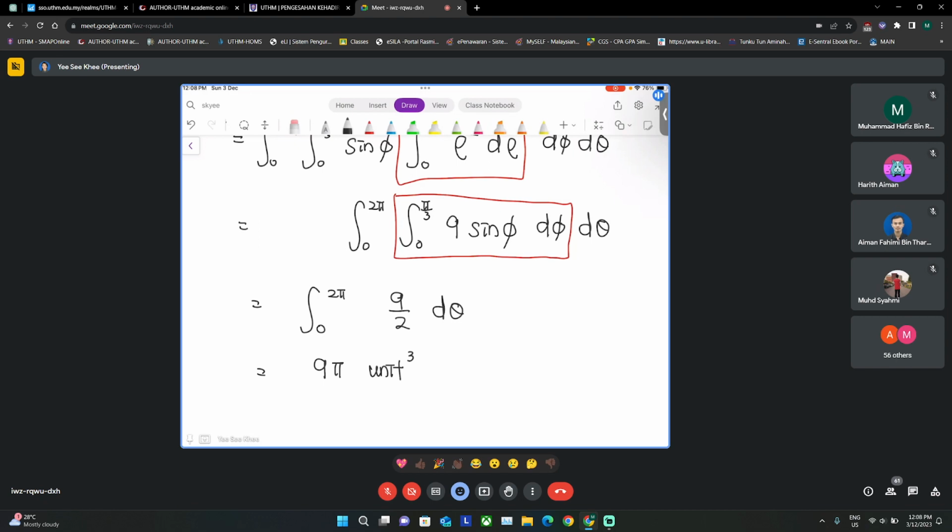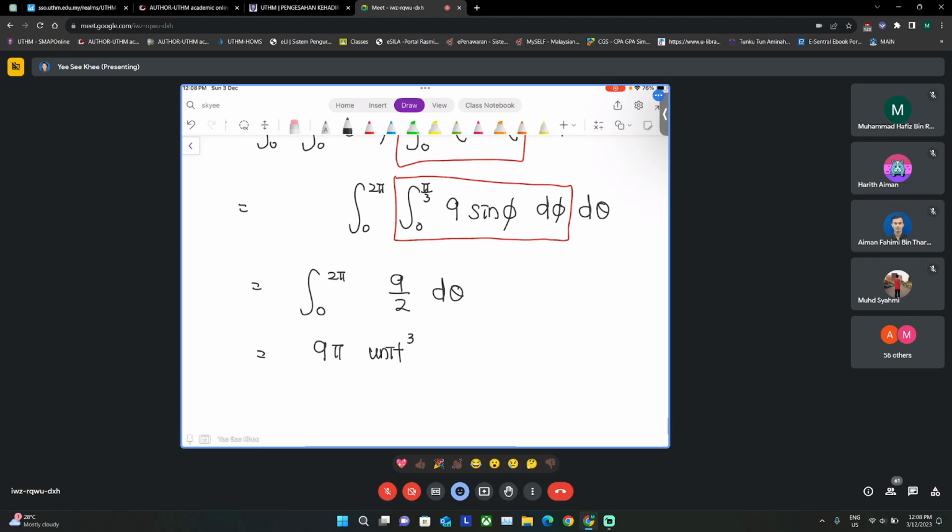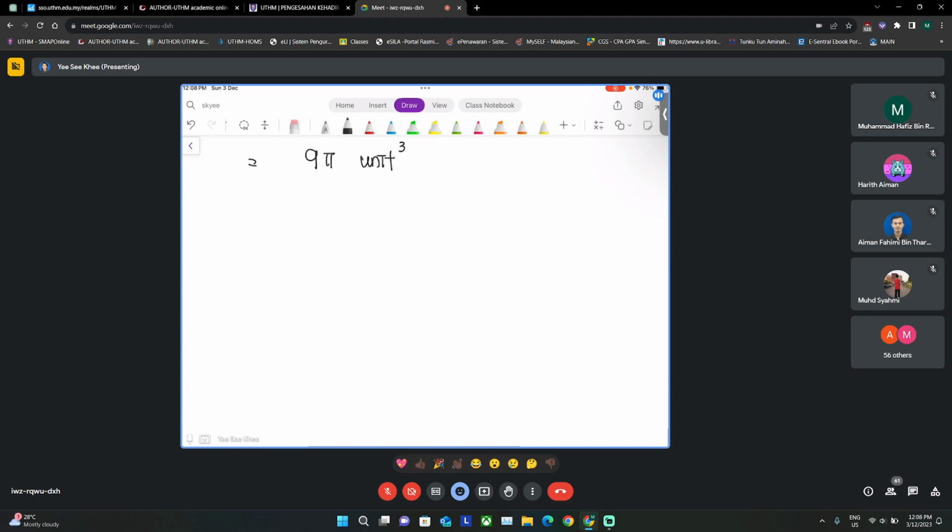Now we go to the next example. I want to explain to you example 2.23 of your module, on page 89. We look at example A. By using a suitable coordinate, find the volume of the solid bounded above by a sphere.